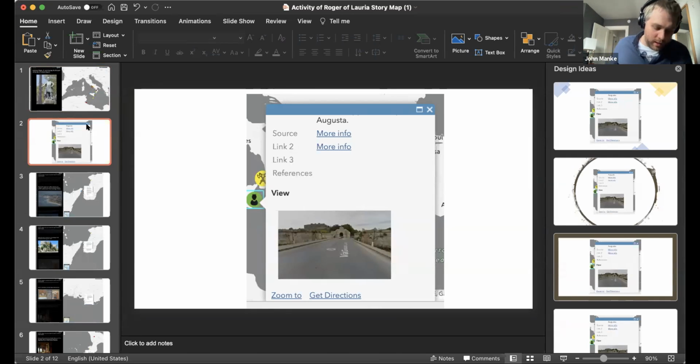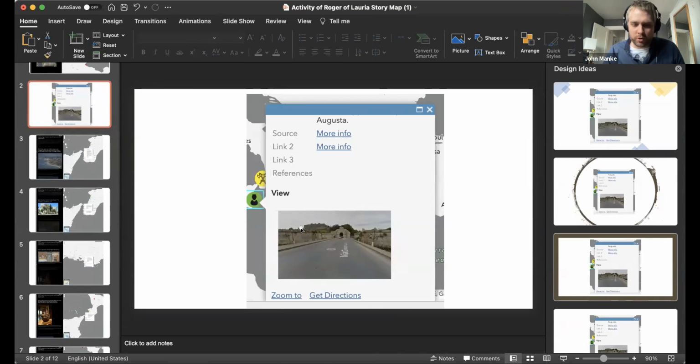And what Kay and I did is we integrated into the data set that we built in Microsoft Excel these links to Google Street View. And the images or the exact coordinates that we chose weren't always perfect. So for example, this is when Roger of Loria took over the captaincy of a Sicilian city named Augusta.